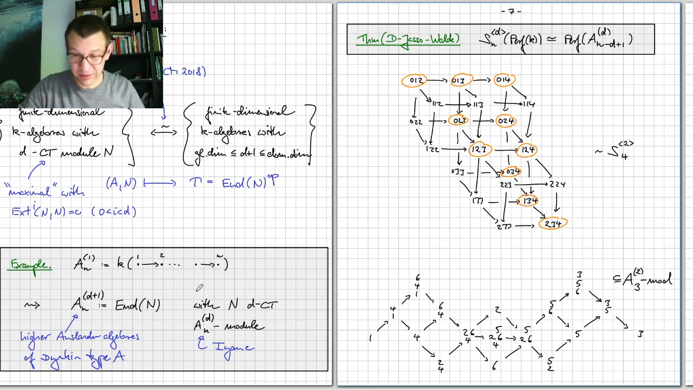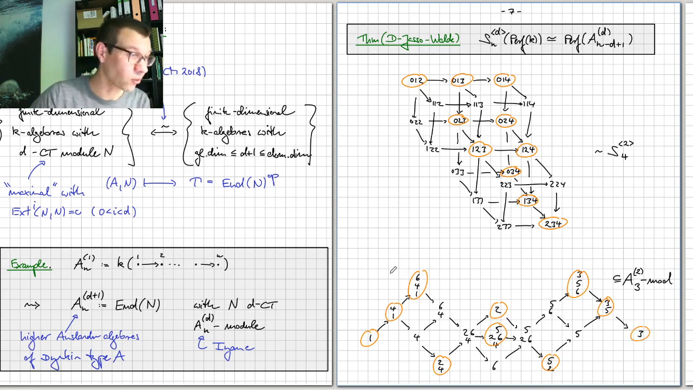And now what turns out to be the case, well, what are these? These are precisely, let's label them here. It's precisely this one, this one, this one. Then I have this one, this one, this one, this one, this one, this one, this one. So the ones labeled in orange, if you take the direct sum over them, these are exactly the two-cluster tilting module.